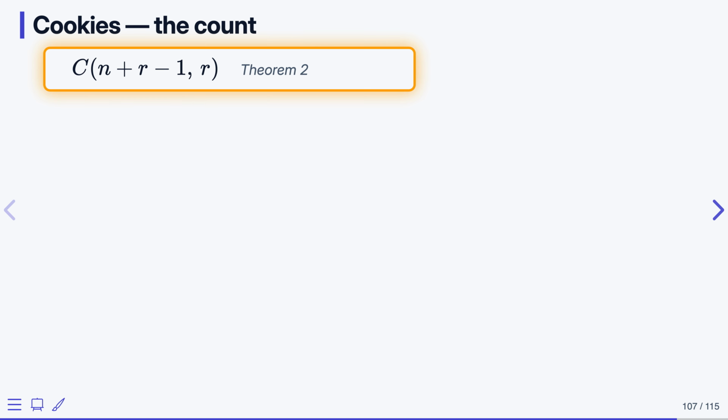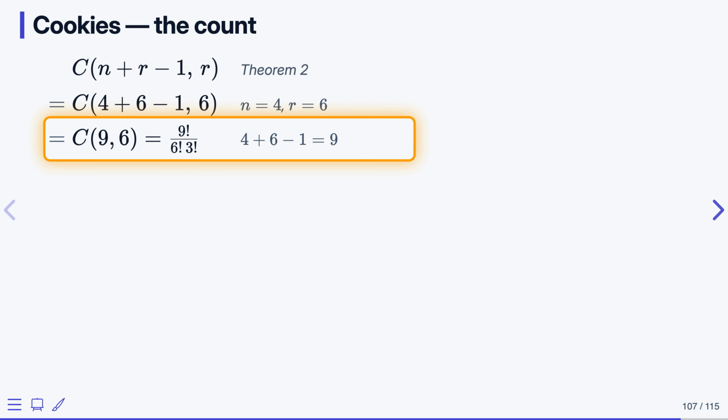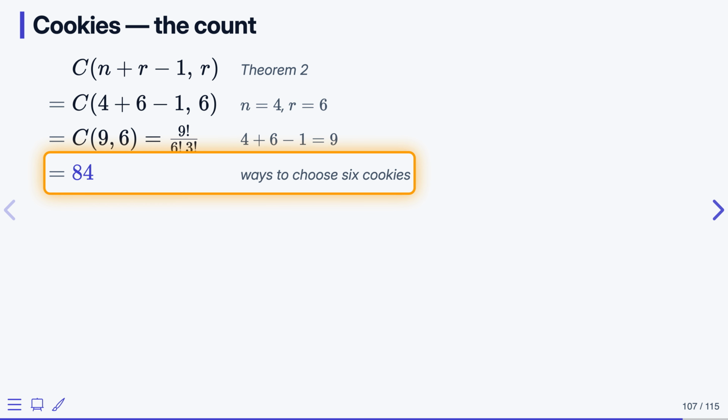This is the working. Line 1. Theorem 2 again. C of n plus R minus 1, R. Line 2. Put in n equals 4 and R equals 6. Line 3. 4 plus 6 minus 1 is 9, so we want C of 9, 6. That is 9 factorial over 6 factorial times 3 factorial. Line 4. Cancel and multiply. 9 times 8 times 7 over 6 is 84, so there are 84 ways to choose the 6 cookies.